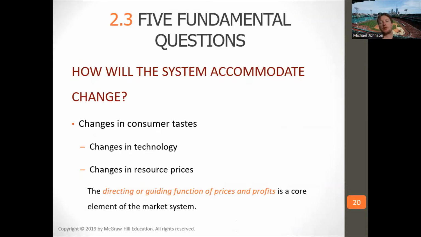How will the system accommodate change? Changes in consumer taste, changes in technology, changes in resource prices.